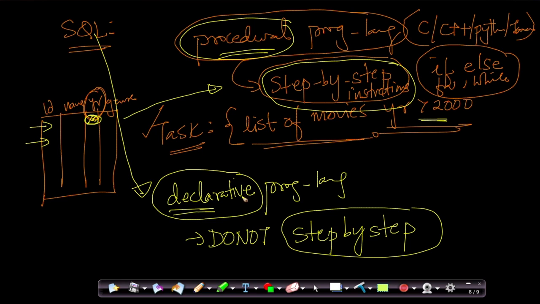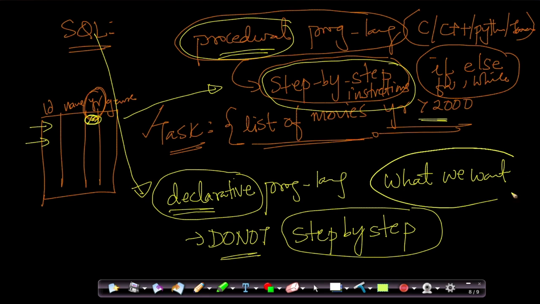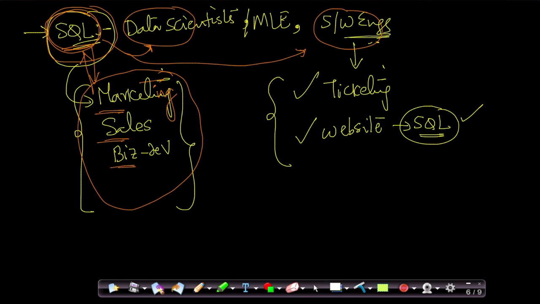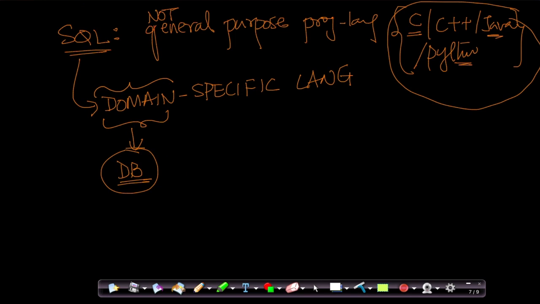So SQL is a declarative programming language where we do not give step-by-step instructions, where we say what we want and we expect SQL to give it to us. Because SQL is declarative, that's why it has become extremely easy and popular. Non-programmers from marketing, sales, business development need not know about for loops or if-else conditions or any programming or file handling. They can just say, this is what I want, get it for me. And SQL does that for you, right?